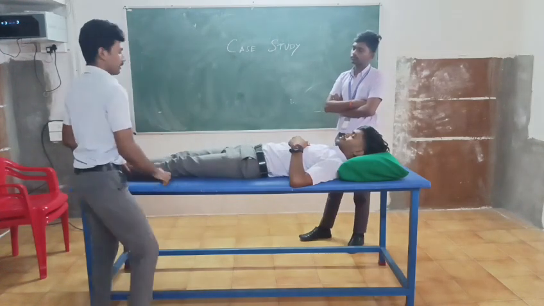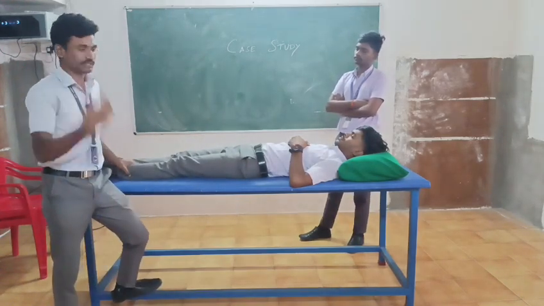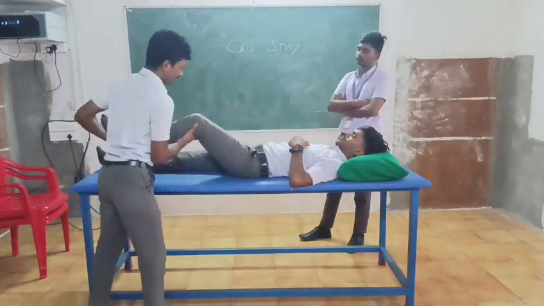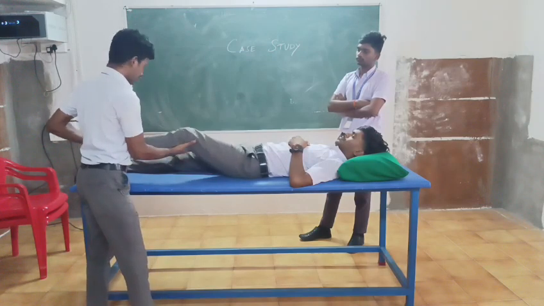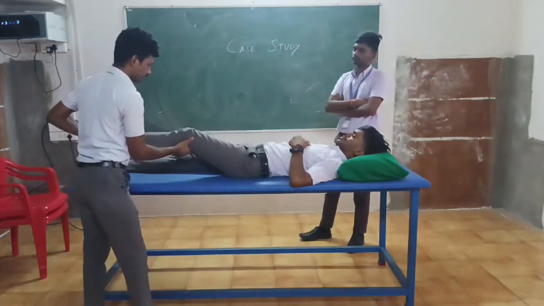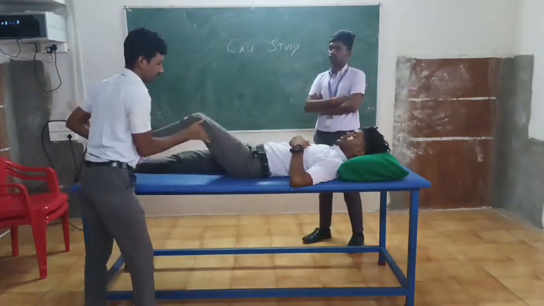For the knee joint, there are two movements: flexion and extension, and tibial rotation. For flexion, same as hip flexion and knee flexion, we hold one hand under the knee and the other hand under the heel. So we flex like this. Flexion and extension are the same passive movement. It will come like this.